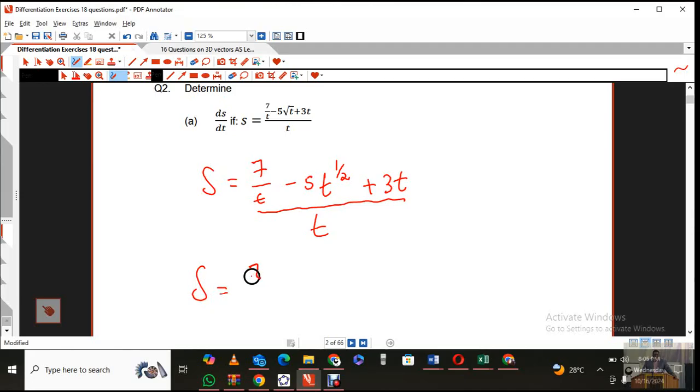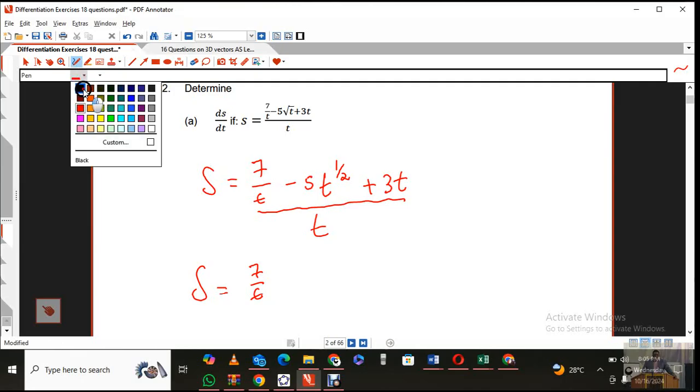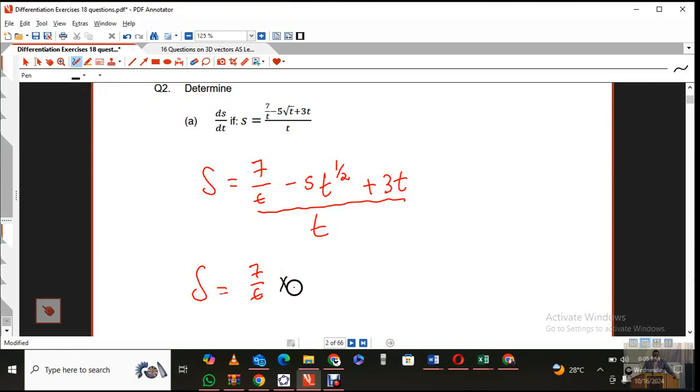So this is 7 over t, divided by t. Dividing by t is the same as multiplying by 1 over t. Then minus 5 t raised to the power of a half, which should also be divided by t, and then the last one is 3t all over t. Remember this is t raised to the power of 1, so I'll definitely be doing something over there.